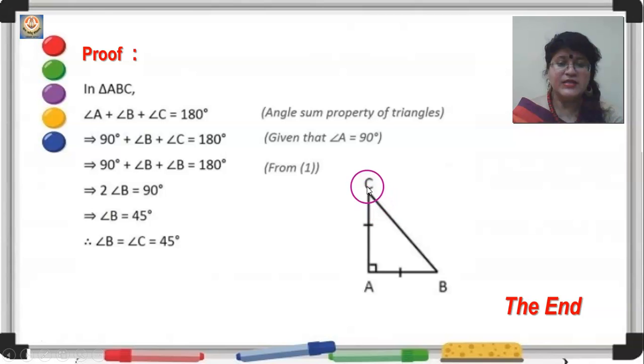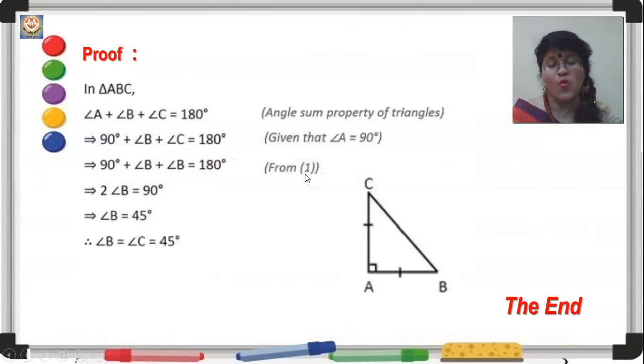Now, in this triangle CAB, we know that AC is congruent to AB and this angle is 90 degree, right? So what we will do is we will use angle sum property of a triangle. That is in triangle CAB, you know that angle A plus angle B plus angle C is equal to 180 degree. Now substitute the value. You're aware that A is 90 degree. So 90 plus angle B plus angle C equal to 180 degree. Correct?